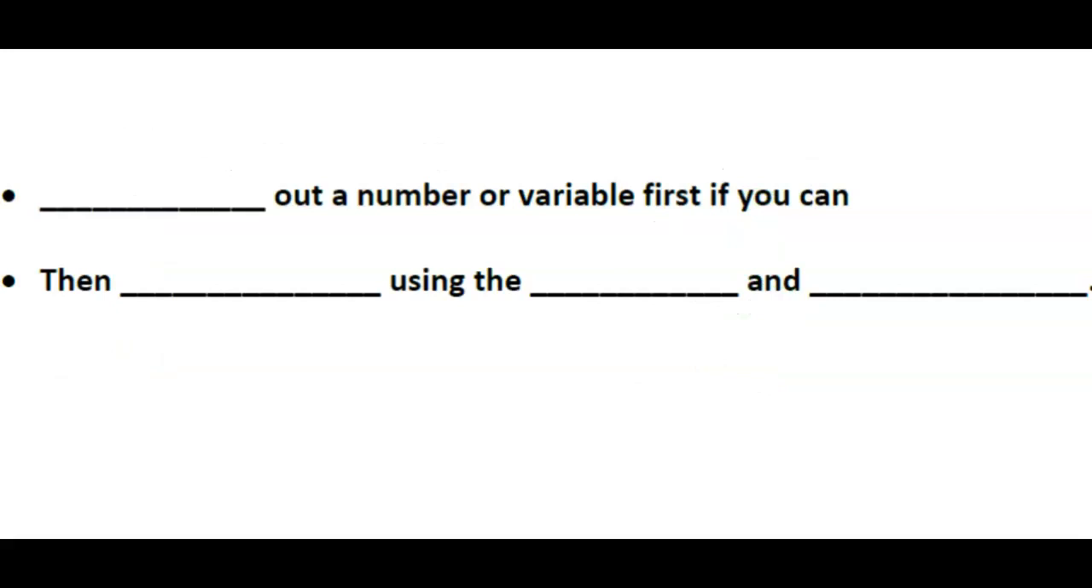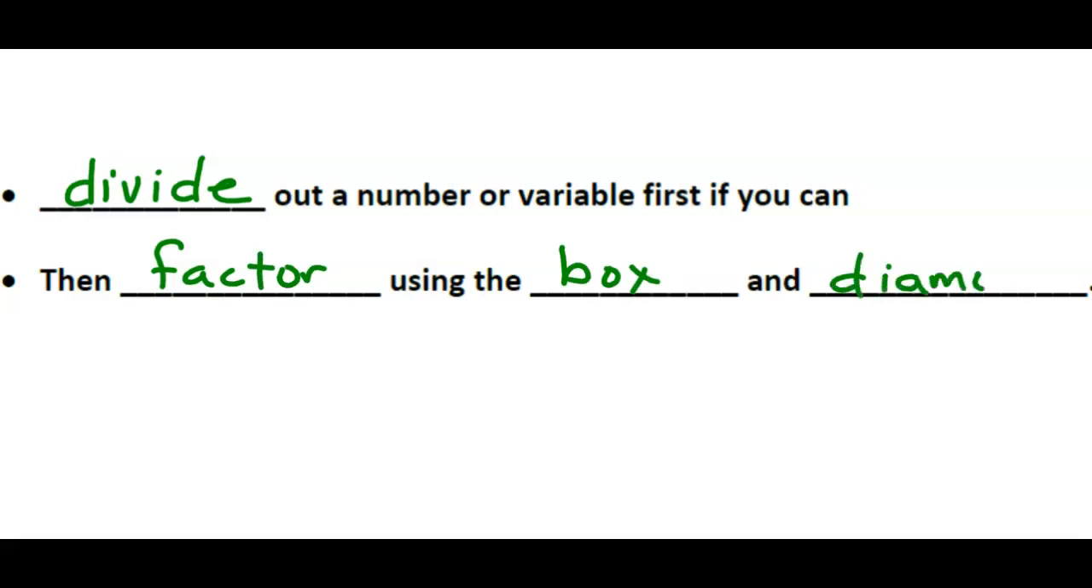Okay, on this set of things, our first thing is going to be divide out a number or variable first if you can. Then we're going to factor using box and diamond. First we're going to factor out something like we did yesterday, and then we're going to do box and diamond.